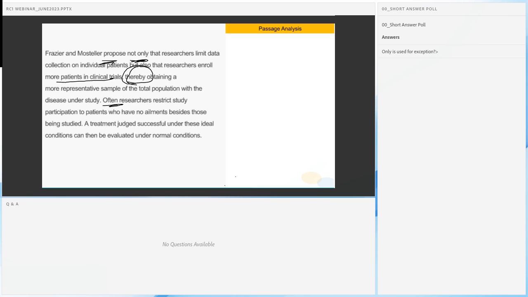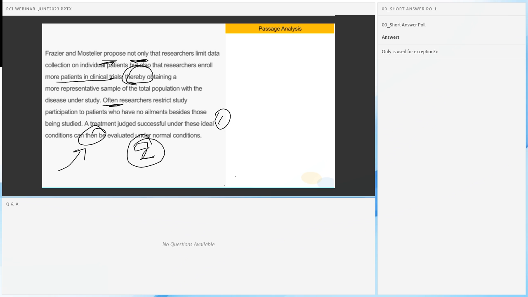Another keyword: researchers restrict study participation to patients who have no ailments besides those being studied. So these are more what we call ideal patients. A treatment judged successful under these ideal conditions can then be, so this is another keyword which means there's a sequence: step one, okay, and then step two over here, evaluated under normal conditions.